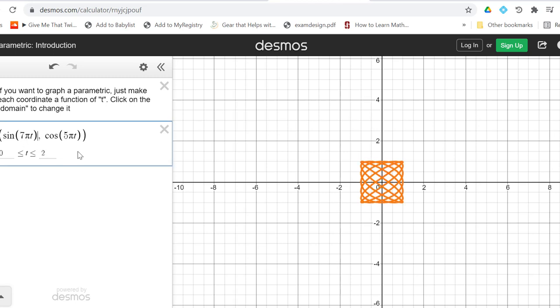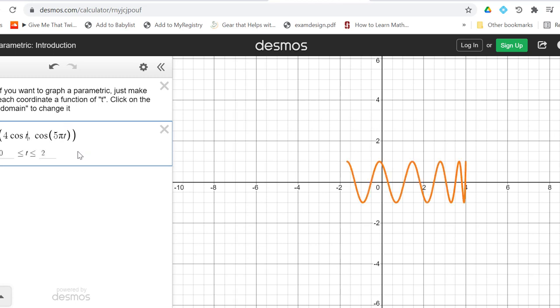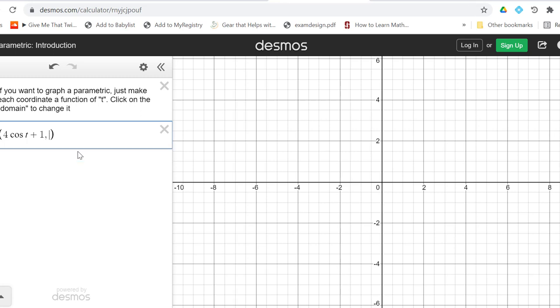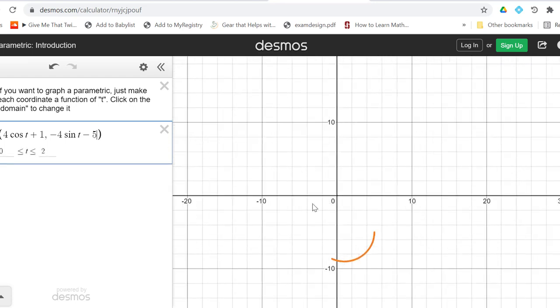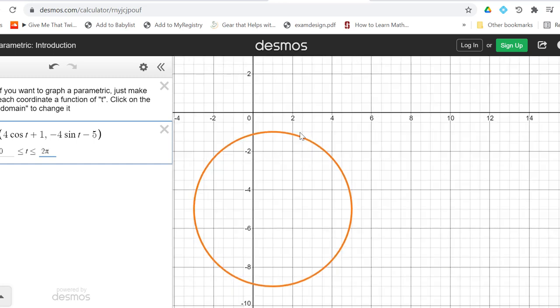My x equation should be 4 cosine theta. Oh, and let's make it t to be consistent, 4 cosine t plus 1. And then negative 4 sine t minus 5. Okay, so let's zoom out. And then remember to change the parameter. It's going to go from 0 to 2 pi. Okay, now let's take a look at our circle. Our circle is centered at 1 right here, and negative 5 would be right there. And sure enough, that looks like the correct parameterization and circle.